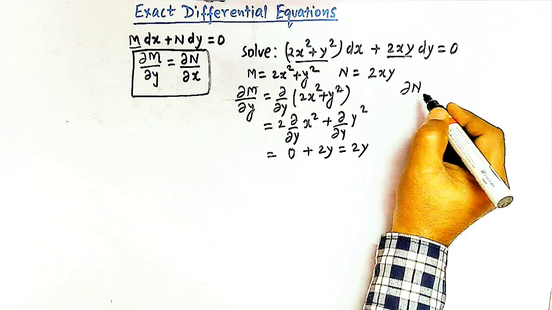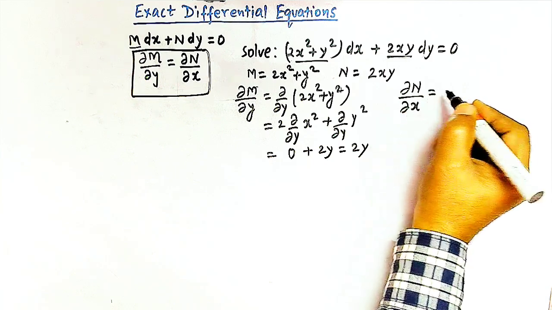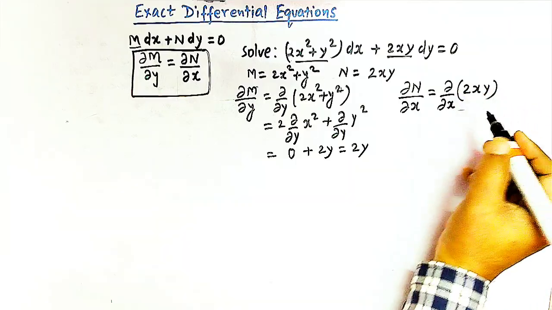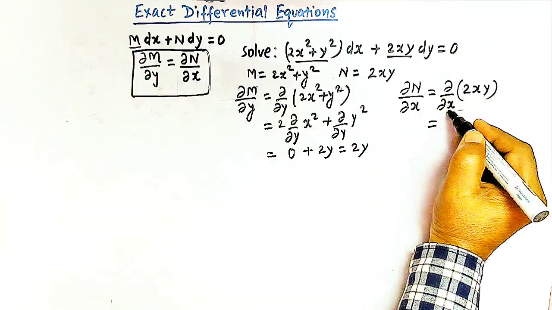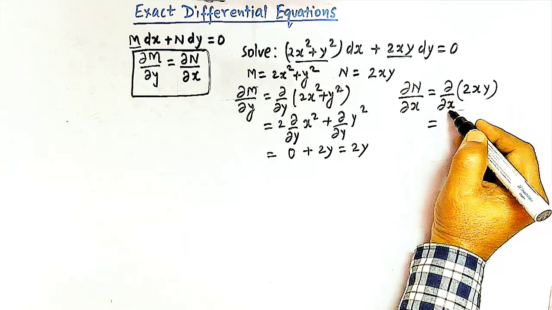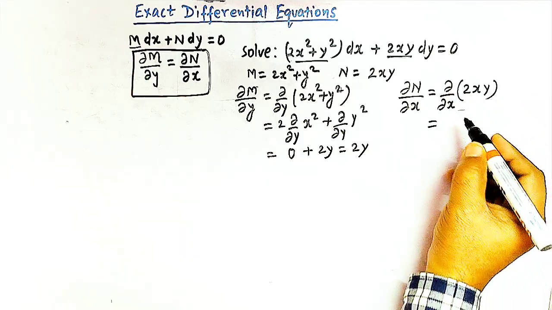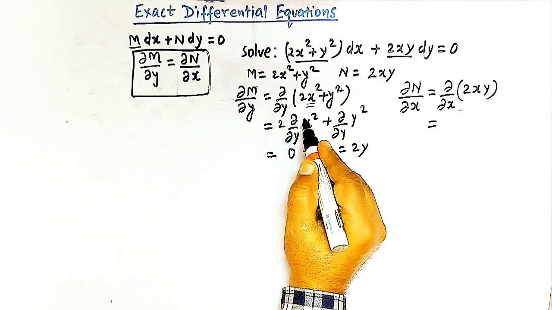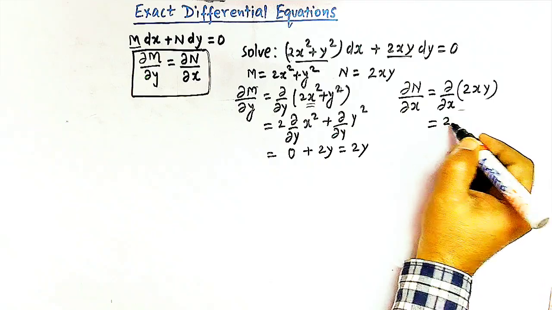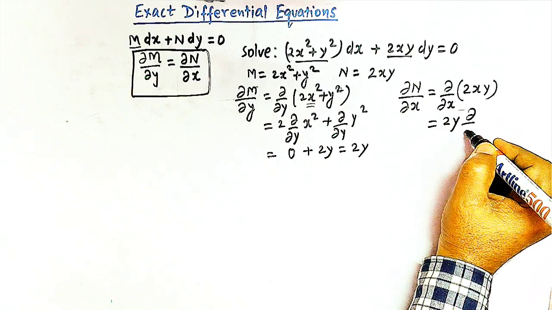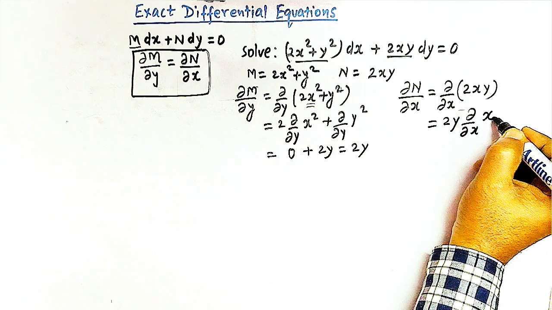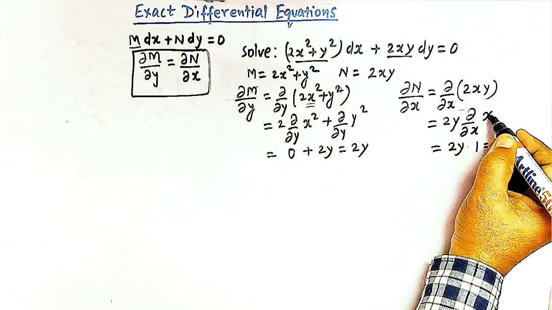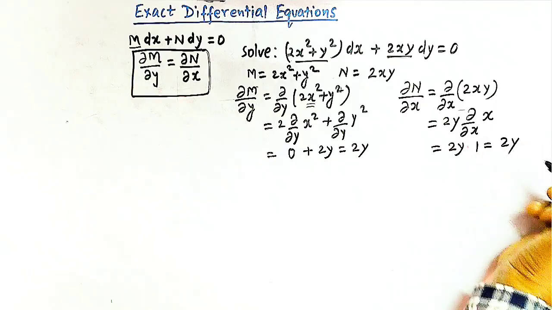Now let us find del n over del x. So this is del over del x of 2xy. So here when we find the partial derivative of 2xy with respect to x, we take y as constant, and in this case we take x as constant. So this derivative was 0, and here we have 2y, and the derivative of x. So this is 2y times 1. The partial derivative of x with respect to x is 1. So here we have 2y.